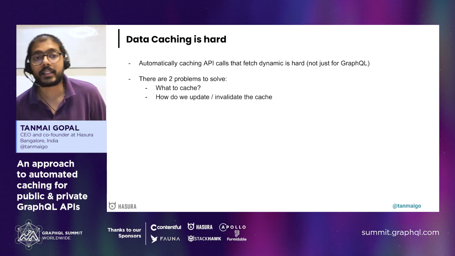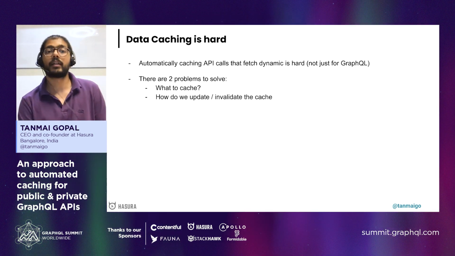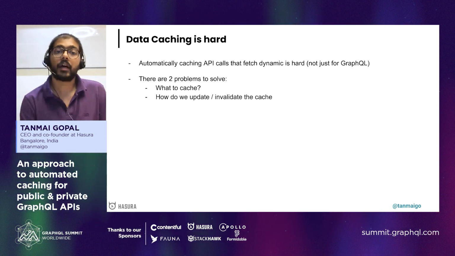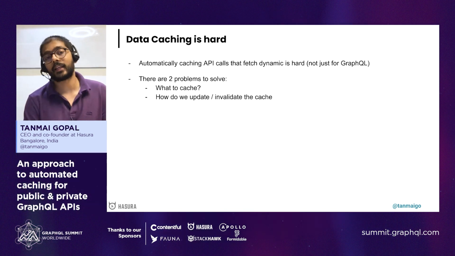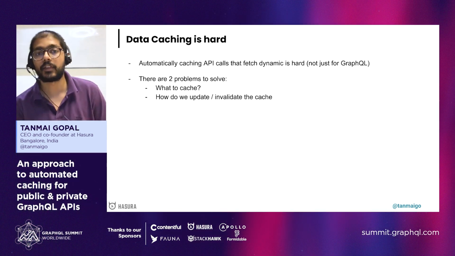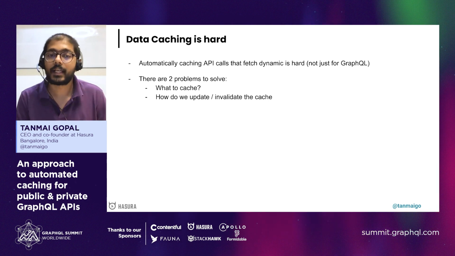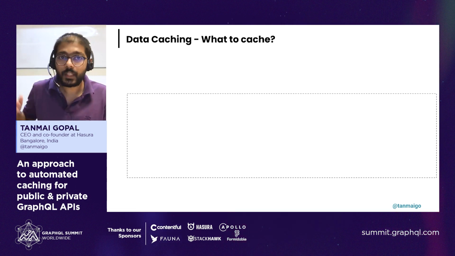The second problem is how do you update or invalidate the cache, right? Because it's dynamic data, how are you going to decide when you invalidate the cache and say that these results are stale? Let's fetch fresh results from the upstream data source.